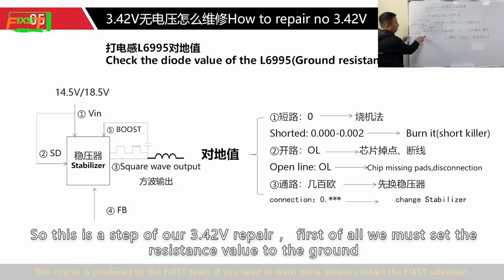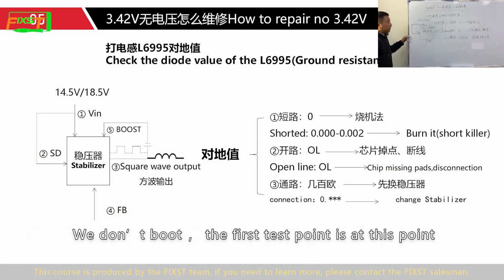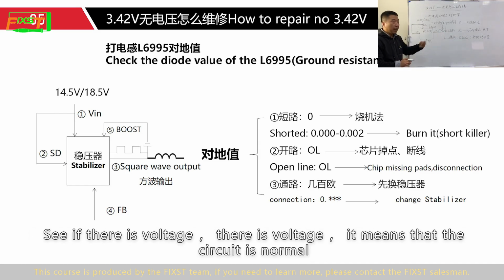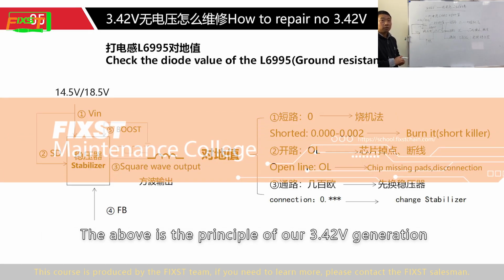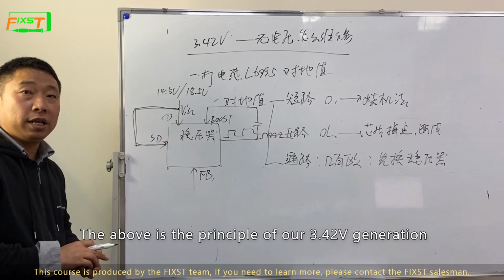So this is the procedure for our 3.42 volt repair. First of all, we must check the resistance value to the ground. We don't boot. The first test point is at this point. See if there is a voltage. If there is a voltage, it means the circuit is normal. The above is the principle of our 3.42 volt generation.